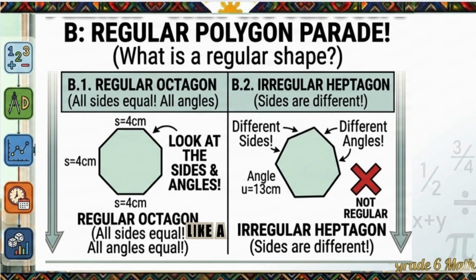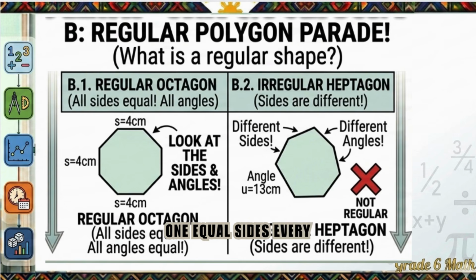Think of polygons like a team. For a team to be regular, everyone has to be exactly the same. If even one thing is different, the team becomes irregular. Here is how to tell them apart. 1. Regular polygons, the perfect shapes. A shape is regular only if it passes two tests.